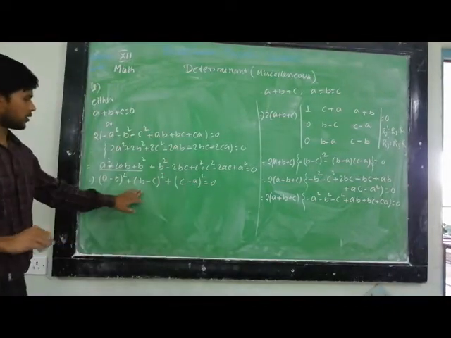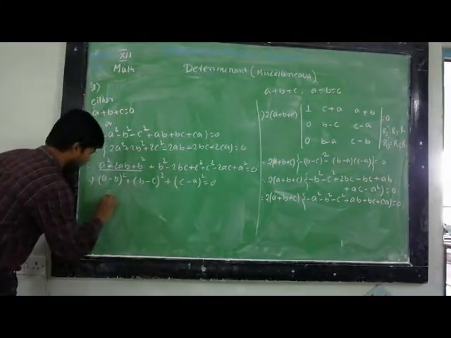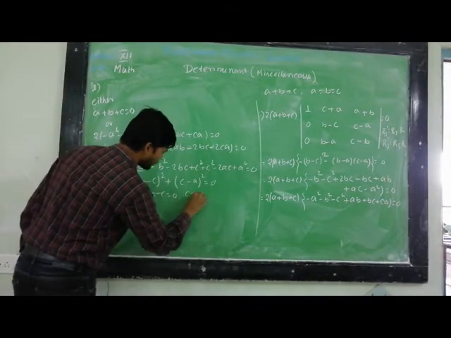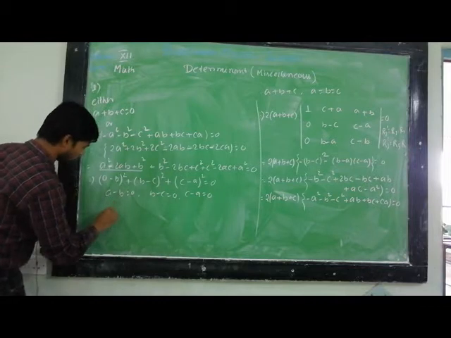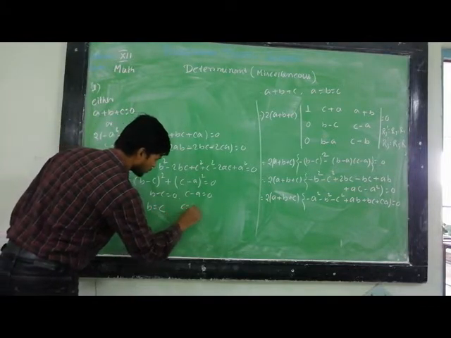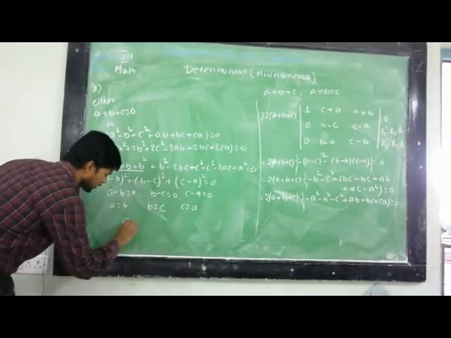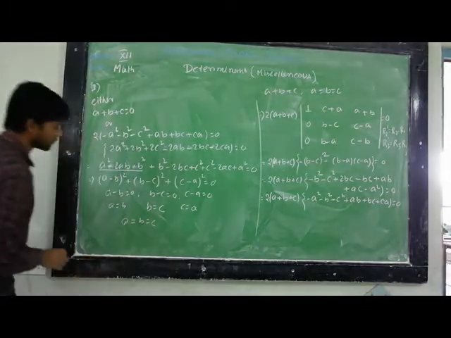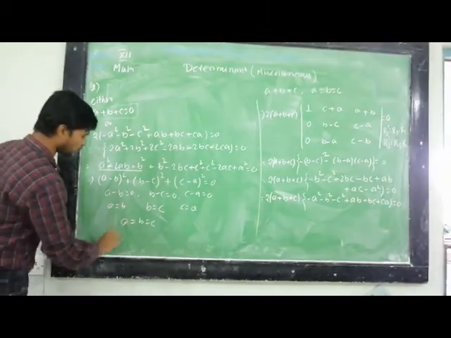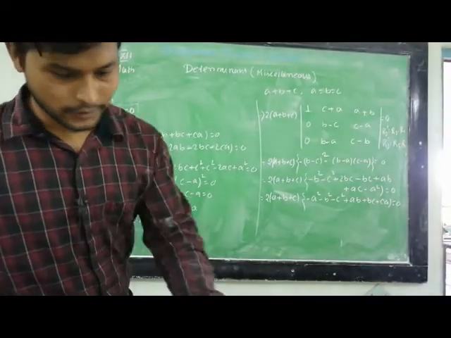Now if the sum of a few square numbers is equal to 0, then they will be individually 0. So A minus B will be 0, B minus C will be 0, and C minus A will be equal to 0. Now from here we have A equal to B, B equal to C, and C equal to A. Now if I combine these three results, we can write that A equal to B equal to C. That means either A plus B plus C equal to 0, or A is equal to B equal to C, and here it's proved. Very easy.